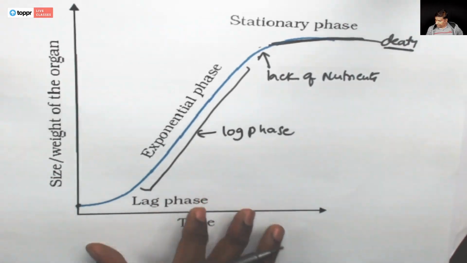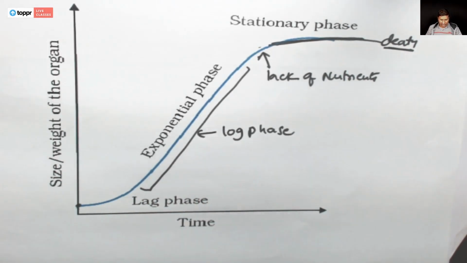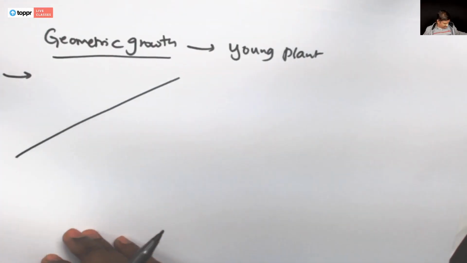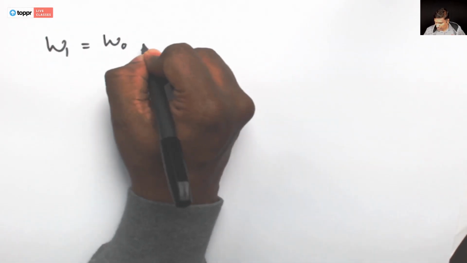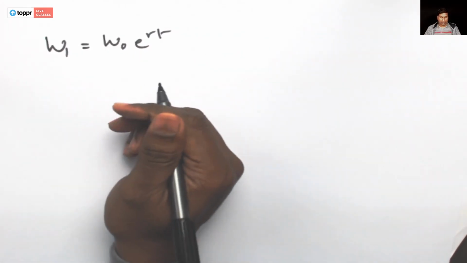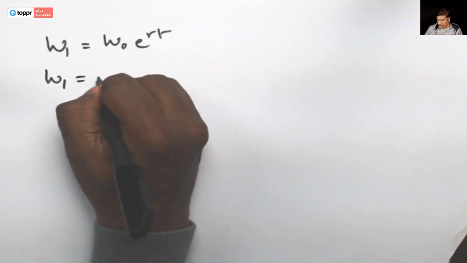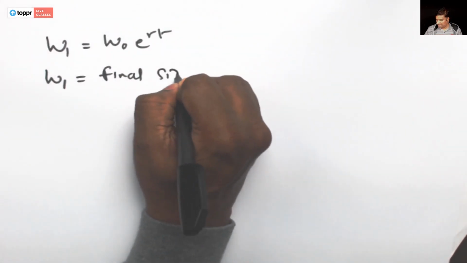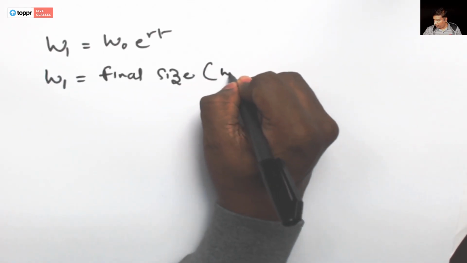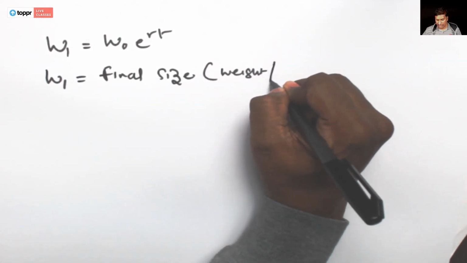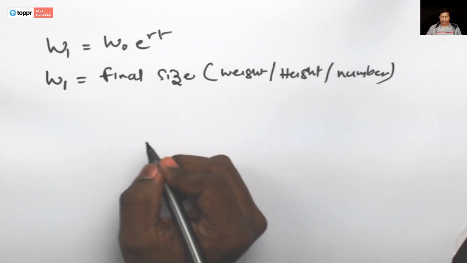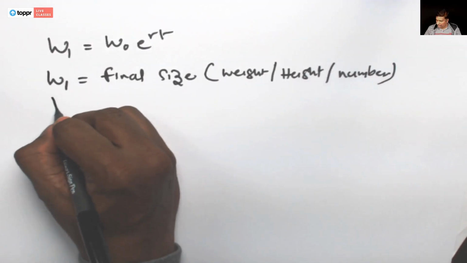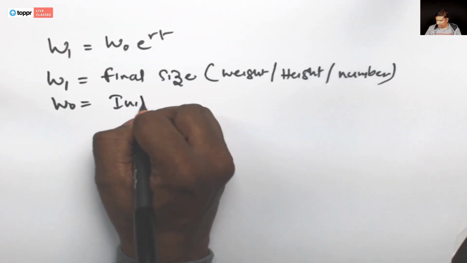So this is the growth curve of a plant, and it can be calculated using this expression, where W1 is the final size. When I say final size, it can be the final weight of the plant, or the height of the plant, or the number of cells. Then W0 is called the initial size of the plant.